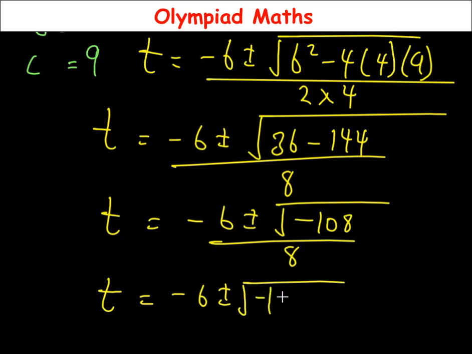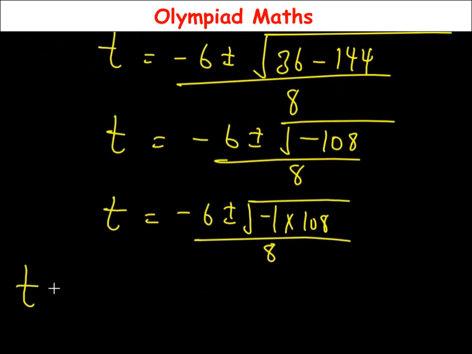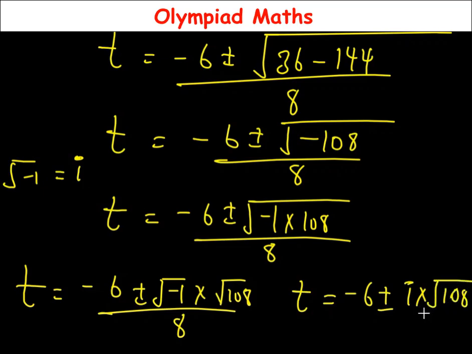From here, t is equal to minus 6 plus or minus, this can be written as root of minus 1 times 108, all over 8, such that t is equal to minus 6 plus or minus root minus 1 times root 108, all over 8. The root of minus 1 is equal to i. So that is i, then times root 108, all over 8.